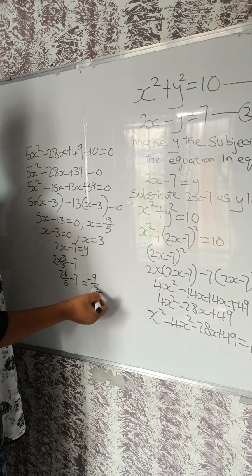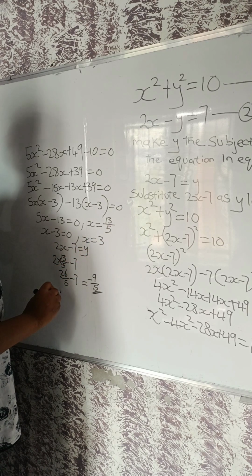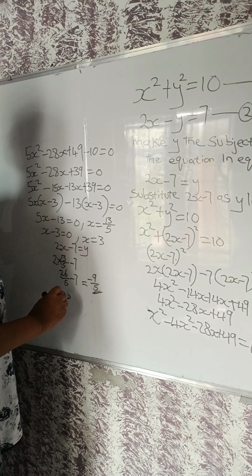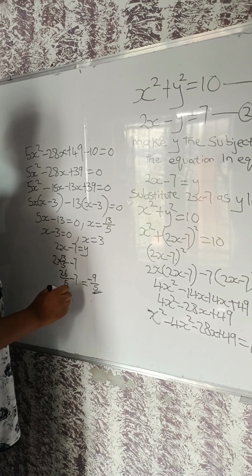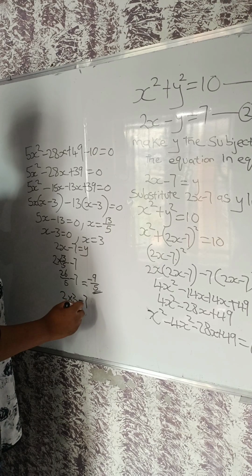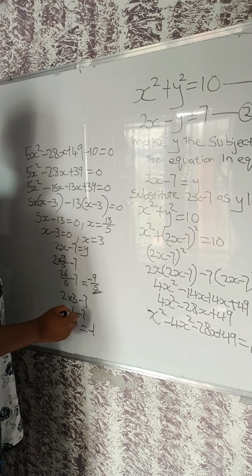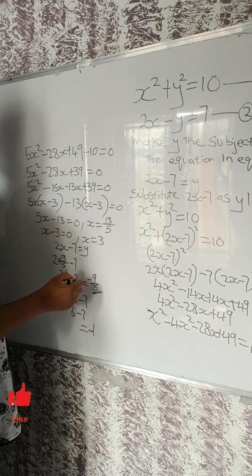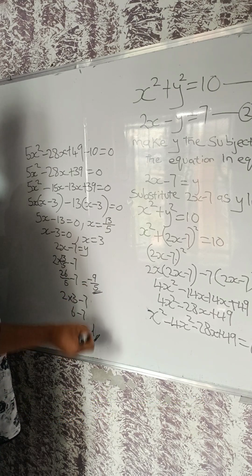So this is the first value for y. x has two values, so y should have two values. This is the first value for y. And the second value is 2x minus 7. What is our x now? The second x is 3, so we just input it already. So we have 6 minus 7. So the second value for y is minus 1. 6 minus 7 is minus 1. So these are the two values for y, the two values for x.